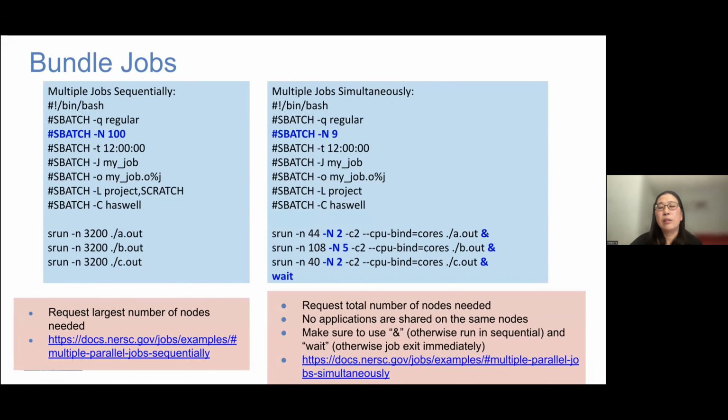Say one of them needs 2 nodes, another one needs 5. In this case, you can run them simultaneously if you ask for the total number of nodes needed for each. But make sure you put an ampersand and wait in here. Otherwise, if one of them finishes, the whole job will fail without waiting for the other jobs to finish.